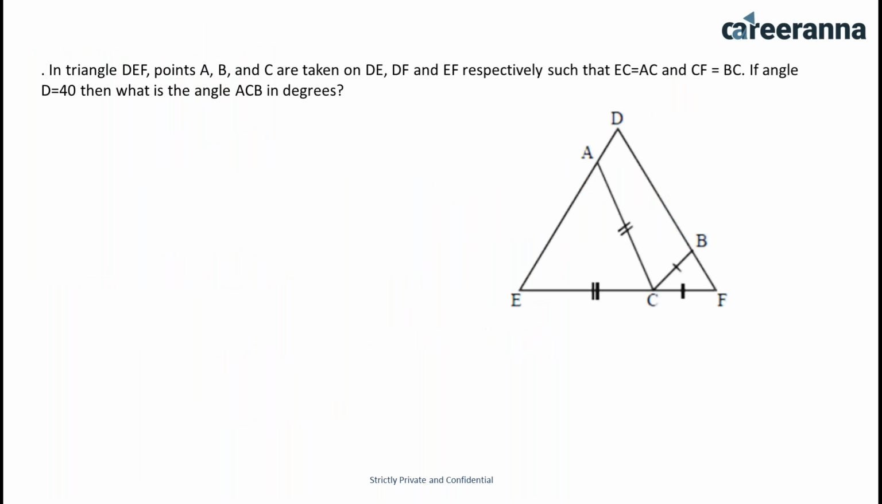This is our next question. In a triangle DEF, points A, B, C are taken on DE, DF, and AE respectively, such that EC is equal to AC, and CF is equal to BC. If angle D is 40, then what is the angle ACB in degrees? Please calculate this. I'm giving you 1 minute for this. After that, we are going to discuss it.